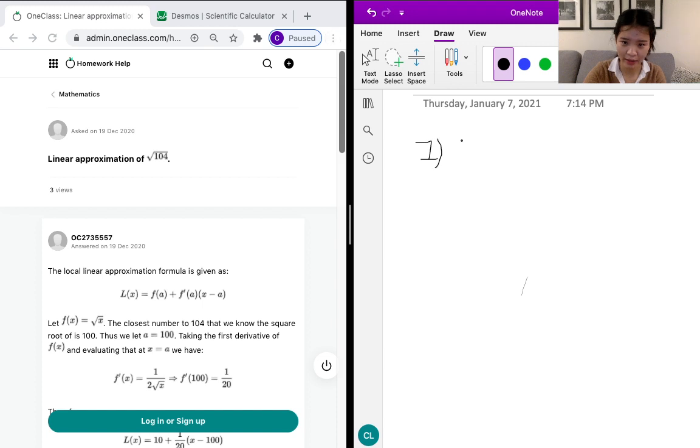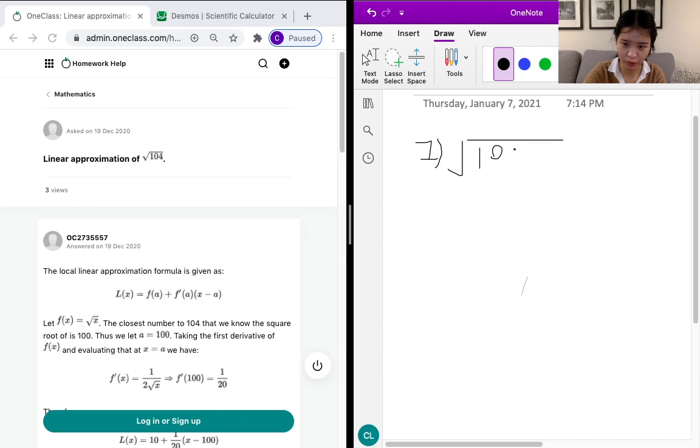So we're going to try to get the square root of 104. In order to do that, we need to use linear approximation. Or I guess they told us to find the linear approximation of the square root of 104. So let's first write down the formula of linear approximation. Again, let's use another color.